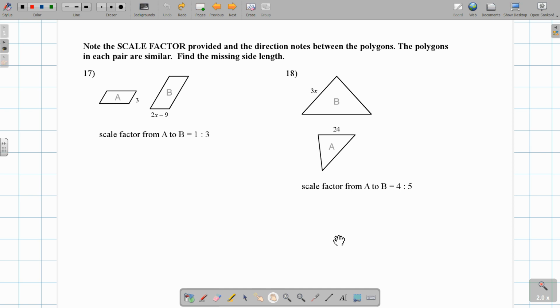It says, note the scale factor provided and the direction notes between the polygons. The polygons in each pair are similar. Find the missing side length. So all you have to do is be really, really careful with the direction of your scale factor here. Here on the right, 18, we are given a scale factor of 4, which goes with A, to 5, which goes with B. So put your 4 where the A is and 5 where the B is, and use that to set up your proportion. Solve for X, and obviously we also want to find the side length after the fact.